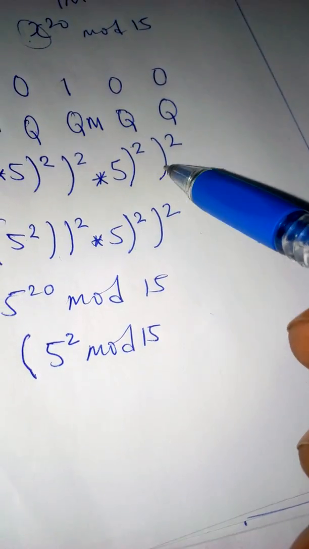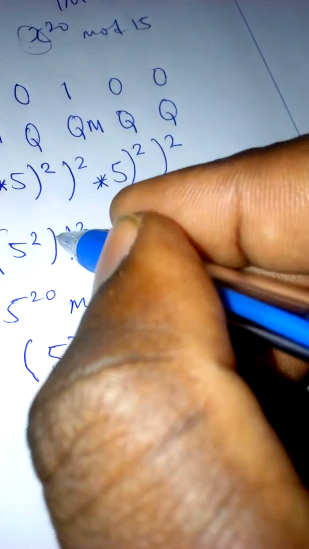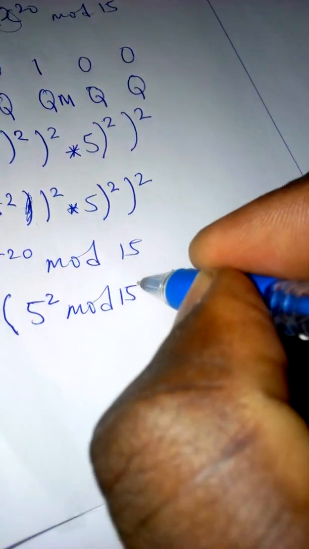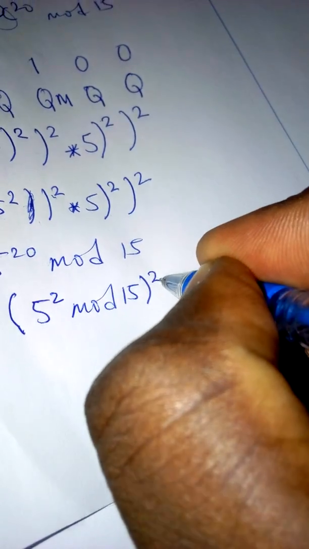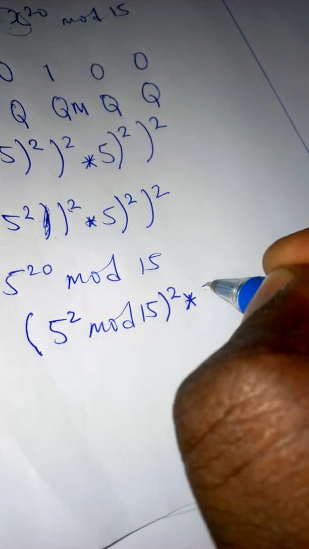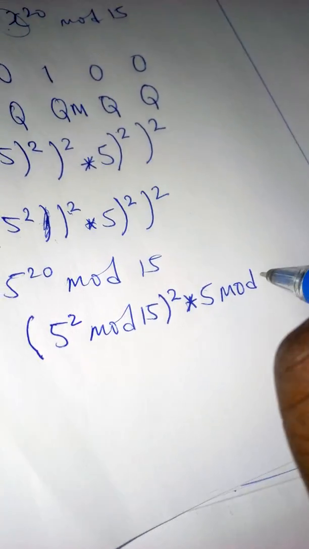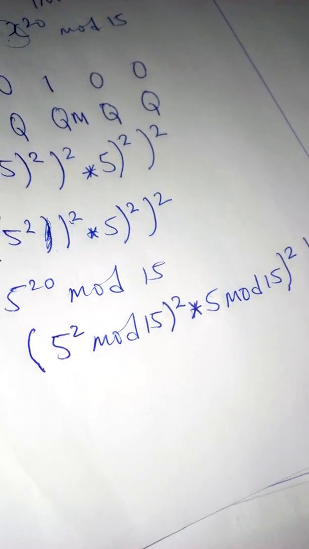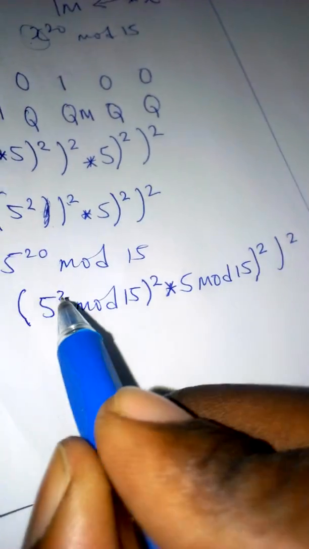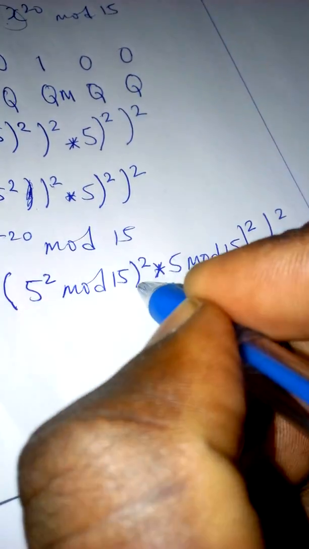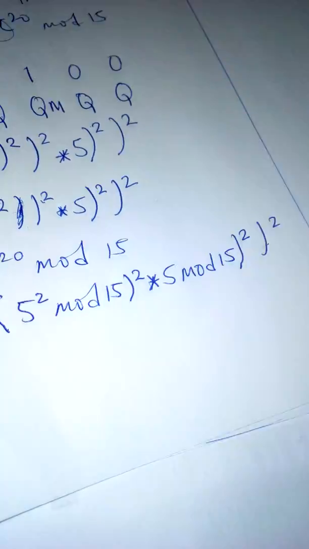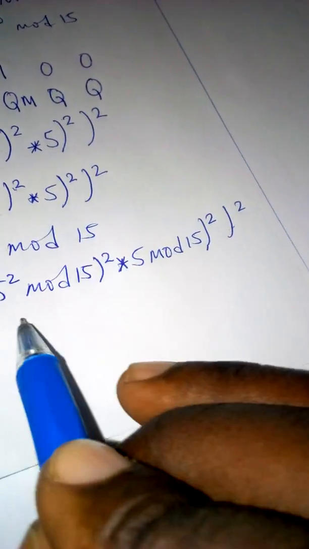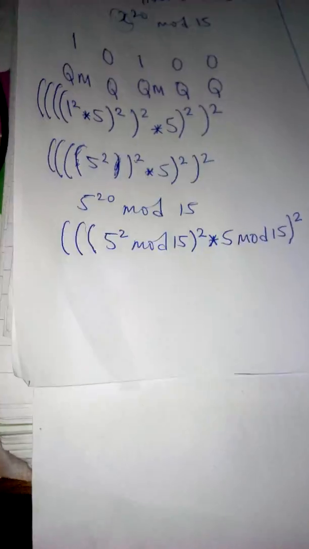We don't need this one here anyway. So we have this one, which will give us a square, times 5 mod 15. So we have a square here, and another square here. Now we're going to close these 2 brackets, 1, 2. Now we simplify this.